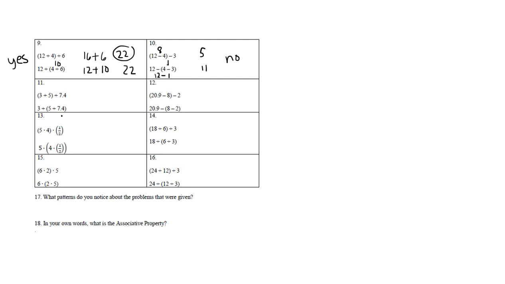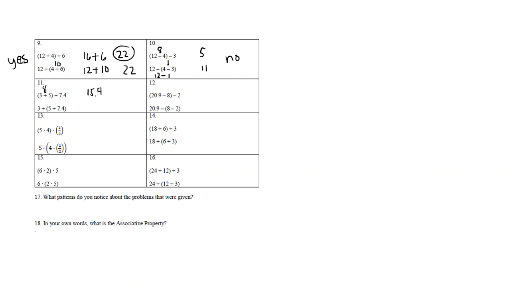Okay, let's look at number 11. 3 plus 5 is 8. 8 plus 7.4 is 15.4. Okay, or 5 plus 7.4 is 12.4.